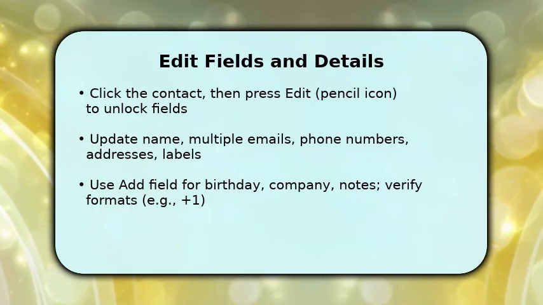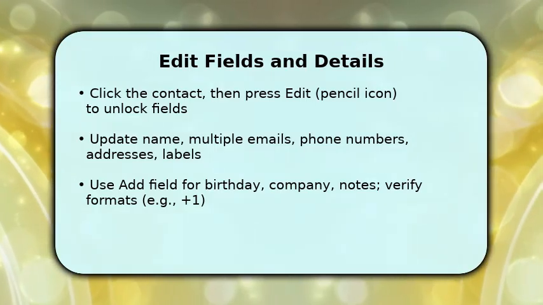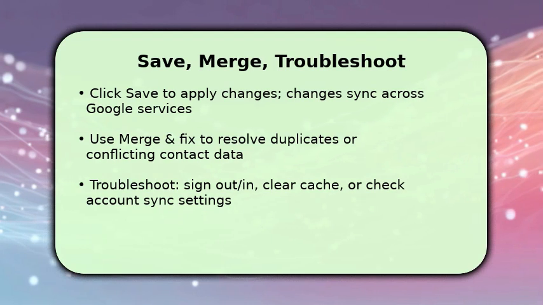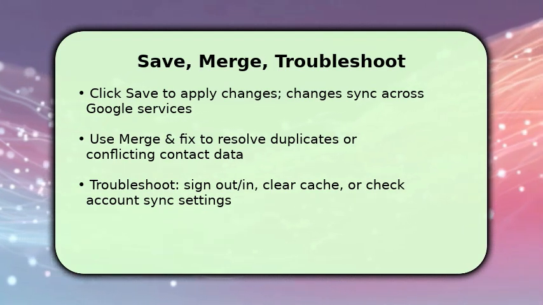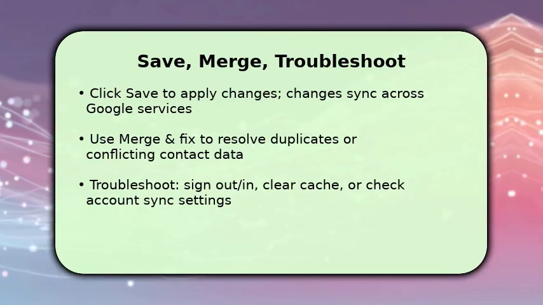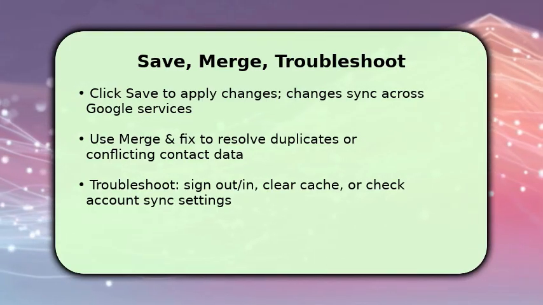After editing, click Save so your changes propagate across Gmail, Drive, and mobile devices. Syncing usually happens automatically. If duplicates appear, use Merge and Fix to combine entries and keep a single authoritative contact. This prevents split email threads.